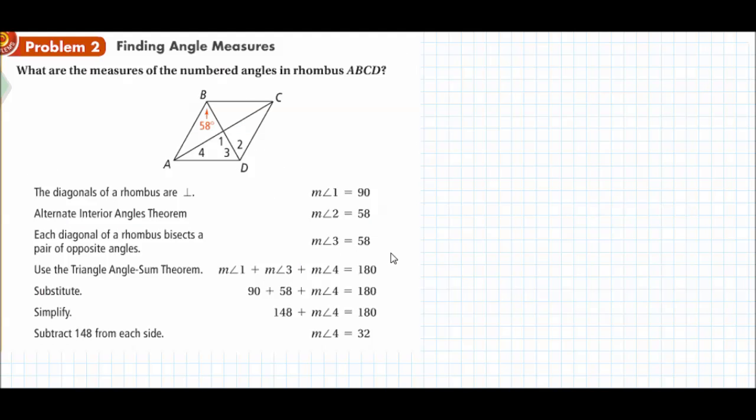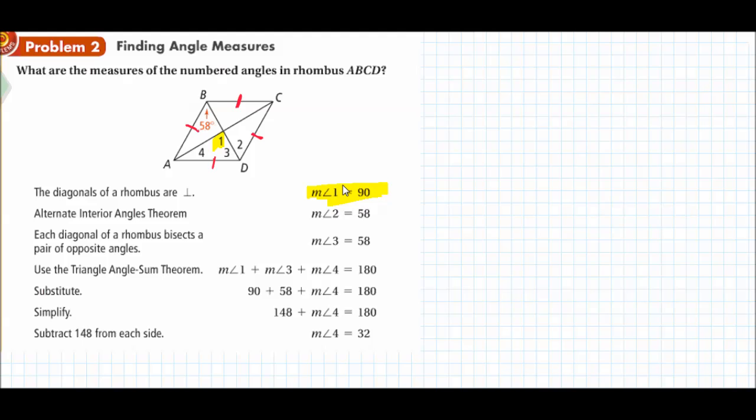Problem 2, finding the angle measures. What are the measures of the numbered angles in the rhombus ABCD? So we know it's a rhombus, so we know AB, BC, CD, and AD are congruent. We also know the diagonals of a rhombus are perpendicular. So we see angle 1, so we know angle 1 right now. The measure of angle 1 must be 90.